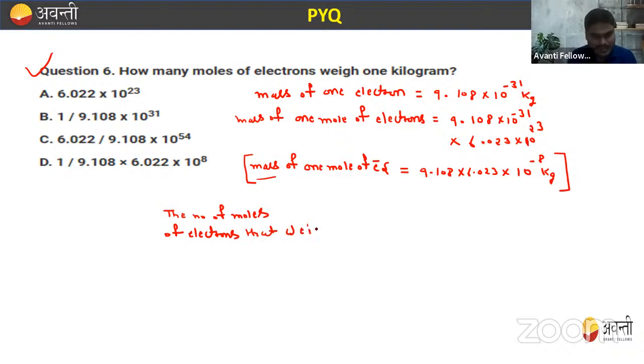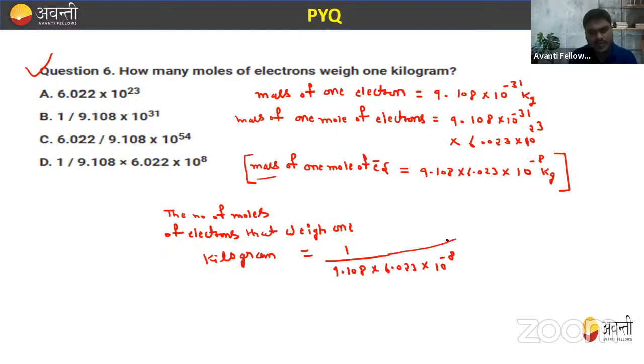The number of moles of electrons that weigh 1 kilogram is equal to 1 divided by 9.108 multiplied by 6.023 × 10^-8. So this is how we can calculate. On solving, what you will get is 1.0. So option D is the correct answer. Everyone must have understood how option D is correct and what its value is. So this is how we can solve this question.